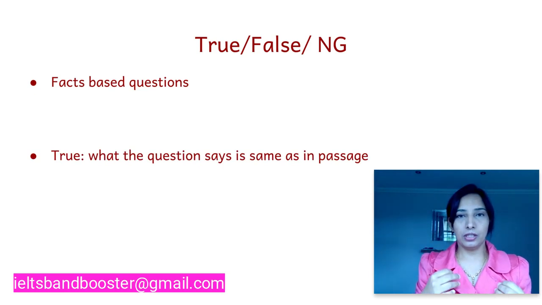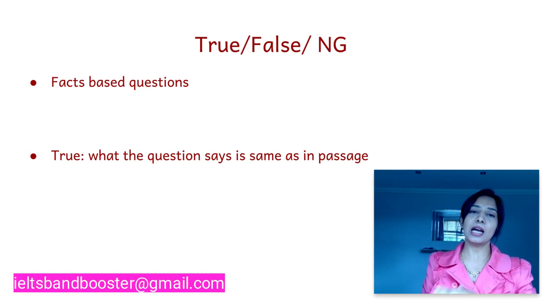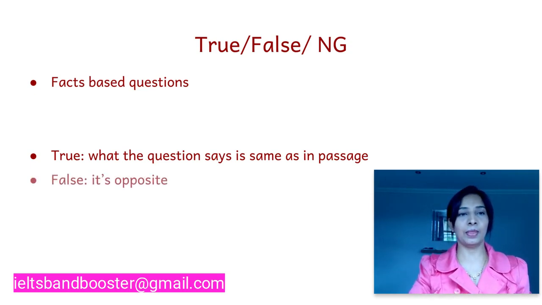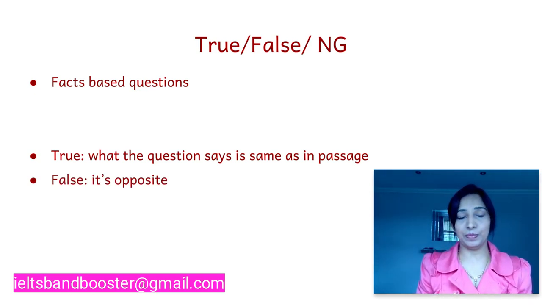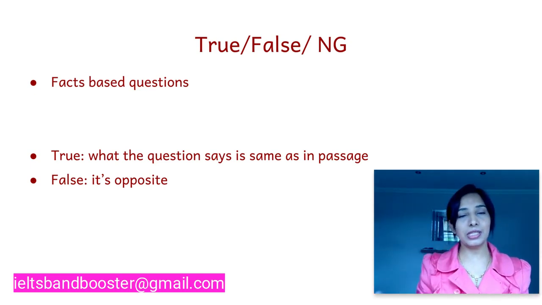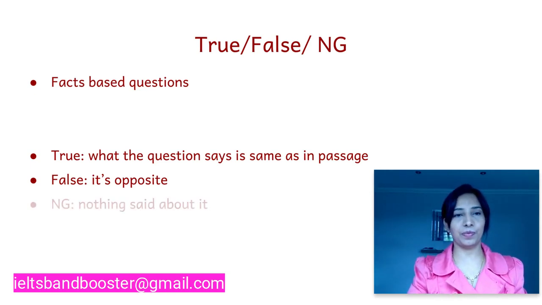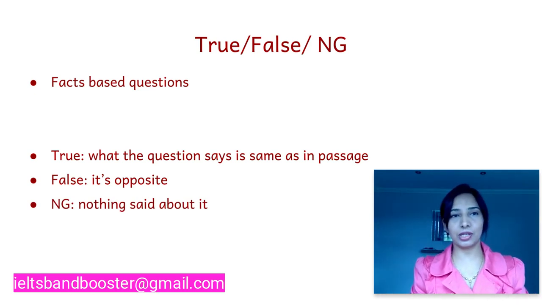If the information that the question says is exactly the same, exactly is the important word, as in the passage, it's true. Okay? But if it is exactly opposite to what is said in the passage, then you will have to write false. And if nothing is said about it, then you have to say not given.